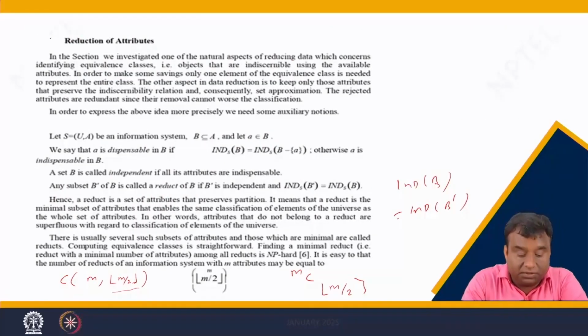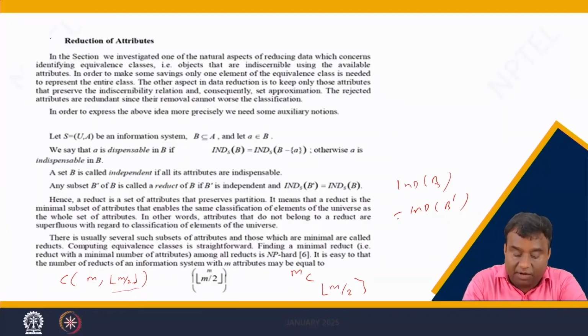So reduction of attributes. In this class, we investigate one of the natural aspects of reducing data, which concerns identified equivalence classes, that is objects that are indiscernible using the available attributes. In order to make some savings, only one element of an equivalence class is needed to represent the entire class. The other aspect in data reducing is to keep only those attributes that preserve the indiscernibility relations and consequently set approximations. The rejected attributes are not required since their removal cannot worsen the classifications.